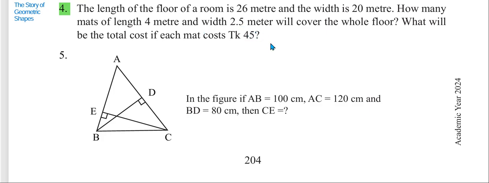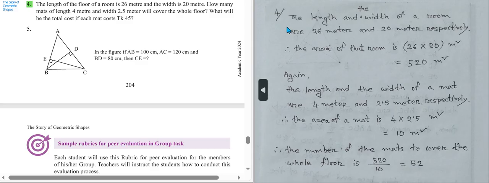And then we will multiply the number of total mats with the digit 45, because it is the cost of each mat, and then we will determine the total cost of all mats. So we can start like that.